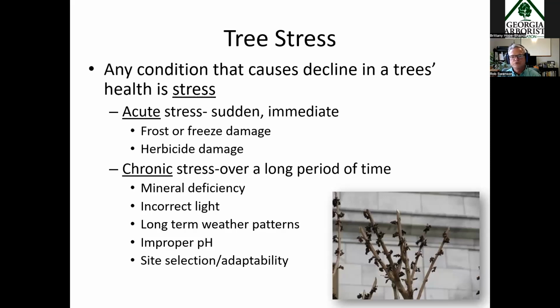The other ones are chronic stressors, and they can occur over a very long period of time. Things like mineral deficiencies, the incorrect light amount, long-term weather patterns, improper pH, wrong tree in the wrong spot. We see this a lot in street trees.